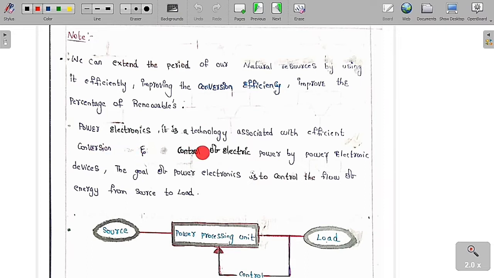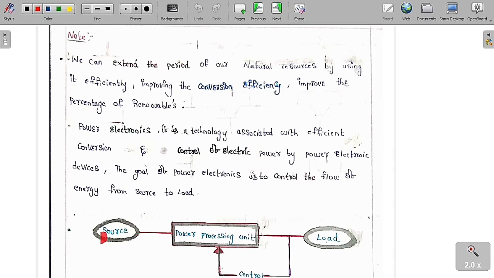See, power electronics is a technology associated with efficient conversion and control of electric power by power electronic devices. The goal of power electronics is to control the flow of energy from source to load. So basically, this power electronics is going to convert the energy from one format to another format in a very efficient manner. It is the meaning of this power electronics.